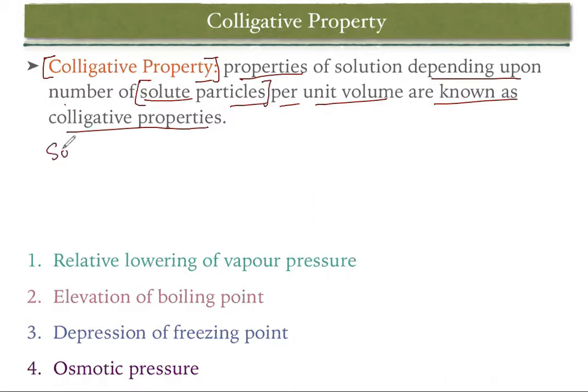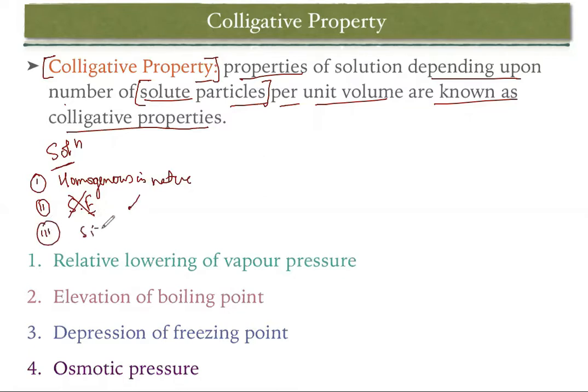As we know, there are many properties for any solution. You can say that solutions are homogeneous in nature, and solutions do not show the scattering experiment, so the particles cannot scatter the beam of light. And third, the size of the solute particle is less than 1 nanometer. So there are many properties available for any solution, but there are a few properties which depend only upon the number of solute particles present in the solution.